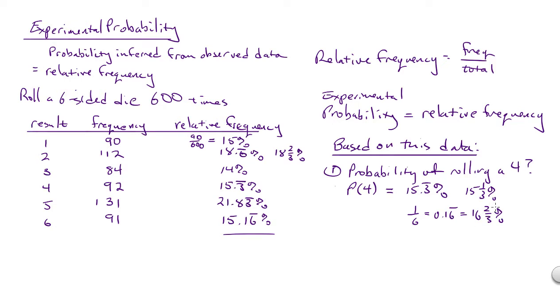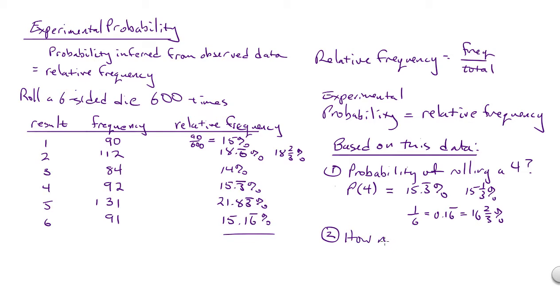Is that far enough away for us to say that this isn't fair? Well, maybe with the probability of getting a 5, that 21.83% seems pretty high, but we'd have to bring some other tools into this to determine if that's reasonable to still get that relative frequency from just sheer randomness. So that's one question. What other kinds of questions can we ask?